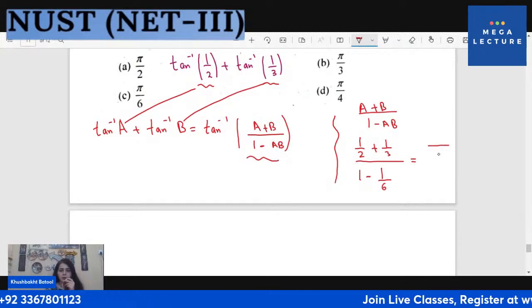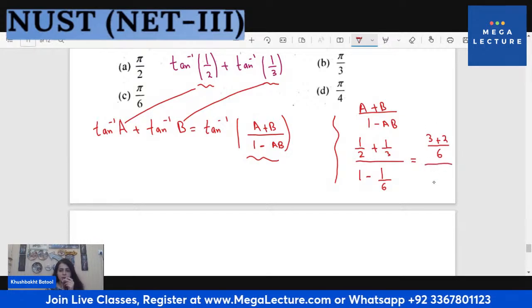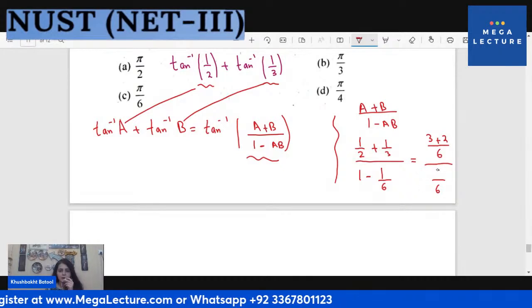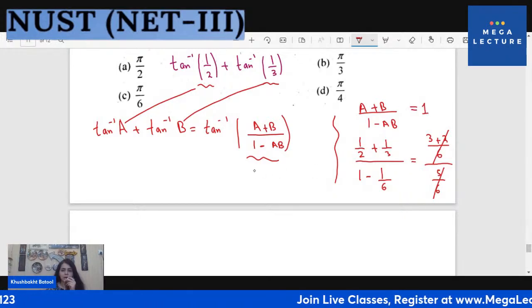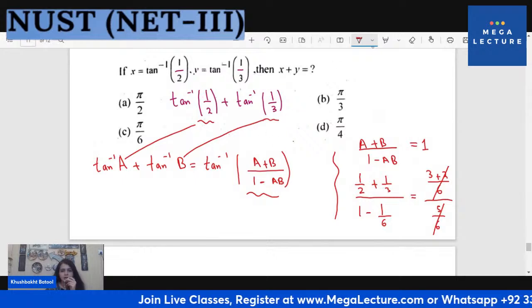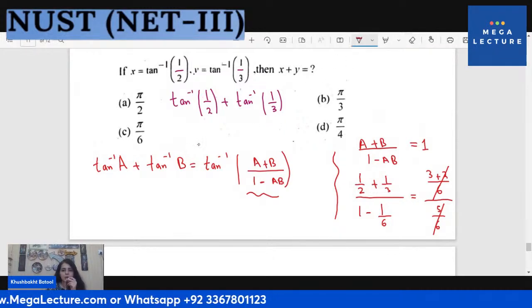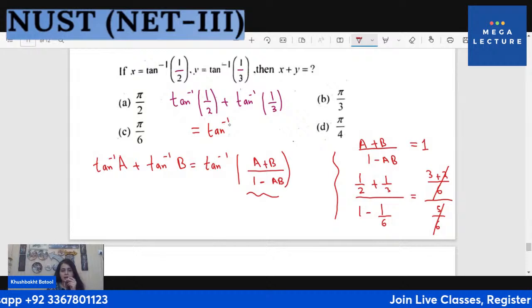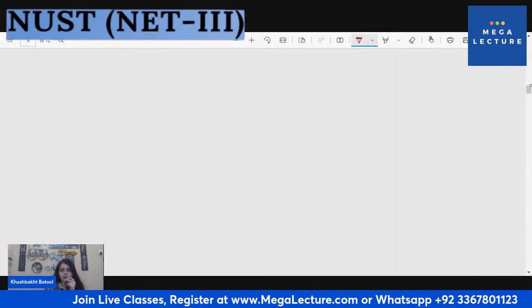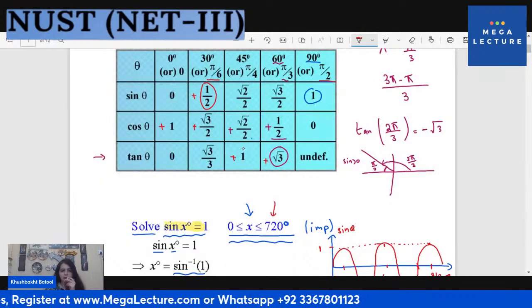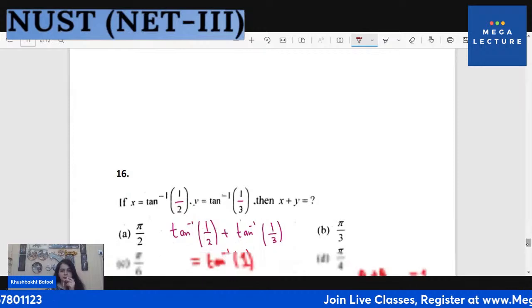All right. Now, how do we simplify this? The numerator would become, by taking the LCM 6, 3 plus 2 divided by 6, and it would be 5 by 6. So this would be 5 by 6 and this would be 5 by 6, so it would give you 1. All right, so now this tan inverse 1 by 2 plus tan inverse 1 by 3 would basically be equal to tan inverse of 1. And what is the value of tan inverse 1? We need to go to the table. This is 1 and it would be pi by 4 or 45 degrees.